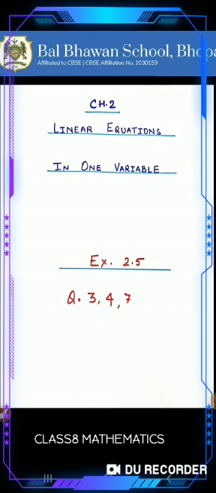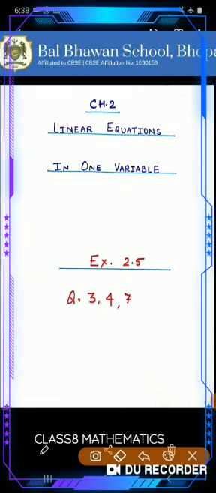Students, as you know, we are studying chapter number 2, linear equations in one variable. And we have completed till exercise 2.4 and we dealt with word problems in exercise 2.4, right? Now we are starting exercise 2.5 and I am explaining three questions of this exercise. So let's see what these three questions are.